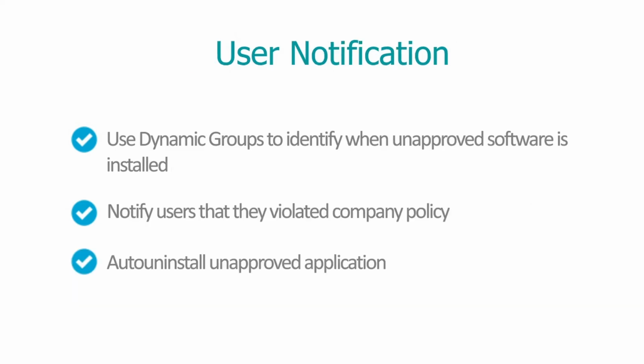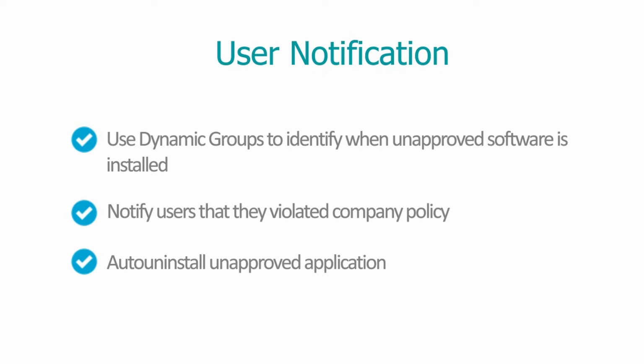Another one is user notification. So when it comes to user notification, you can use those same dynamic groups to identify when that unapproved software is installed. So any sort of software that you might not want users to utilize, you can create rules within the management server to identify it. Then you can pop up notifications on their screen alerting them that they violated company policy. And then finally, automatically uninstall the unapproved applications.